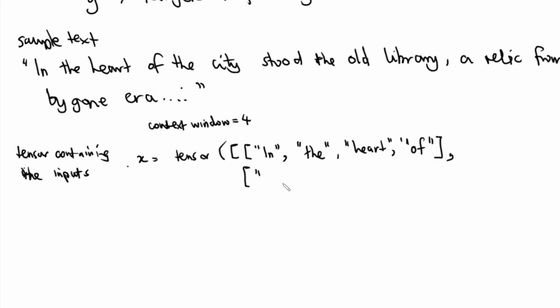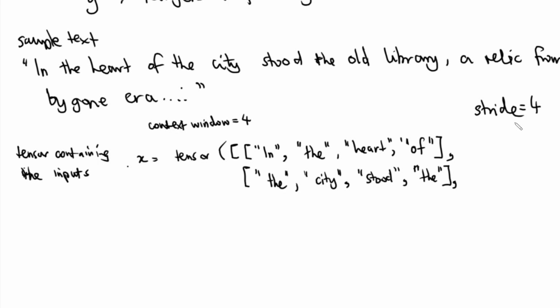And then our second input is going to be the city, and I'm going to explain what's going on. The city stood there. Yeah, there's a concept that I've skipped, and I can explain it now and come back to it later. Stride is equal to 4. Stride just means from one input to another, how many tokens are you skipping, in simple terms. Here we have context window equal to 4, and if our stride is equal to 4, it just means you're not repeating.